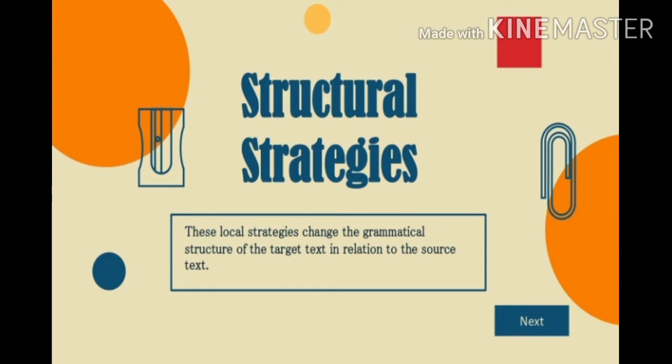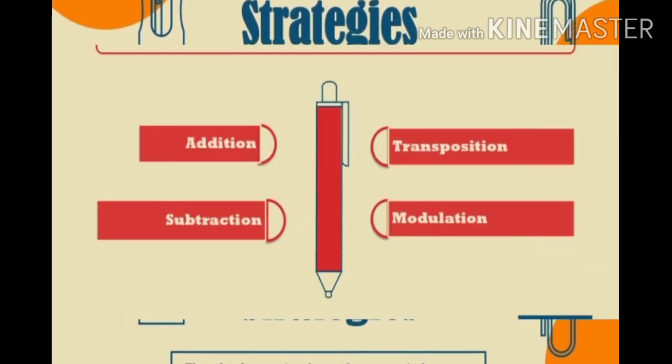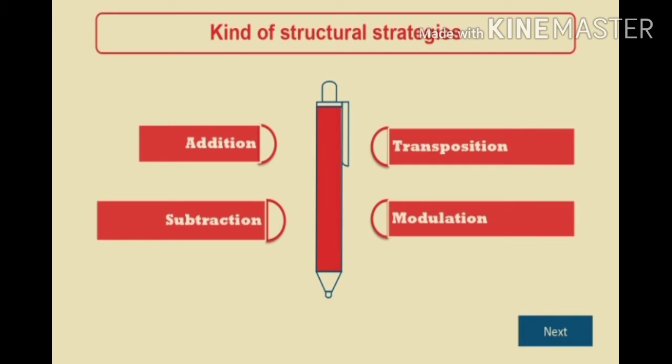The first type is structural strategy. These local strategies change the grammatical structure of the target text in relation to the source text. In translation studies, many theorists have used the term translation strategies widely, but with some considerable differences in the meaning and the perspective from which they look at it. There are four kinds of structural strategies. First, addition, second, subtraction, third, transposition, and the last is modulation.